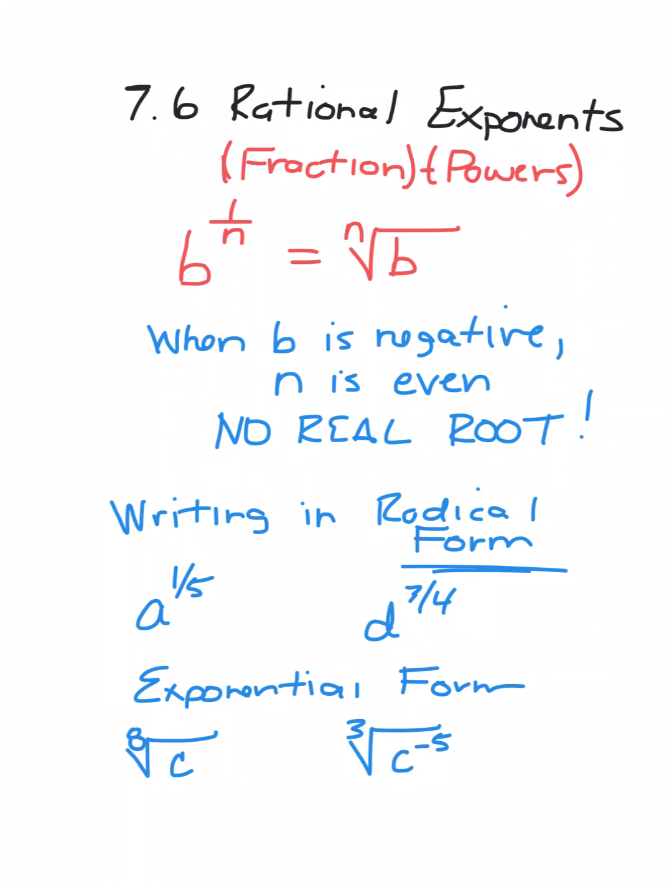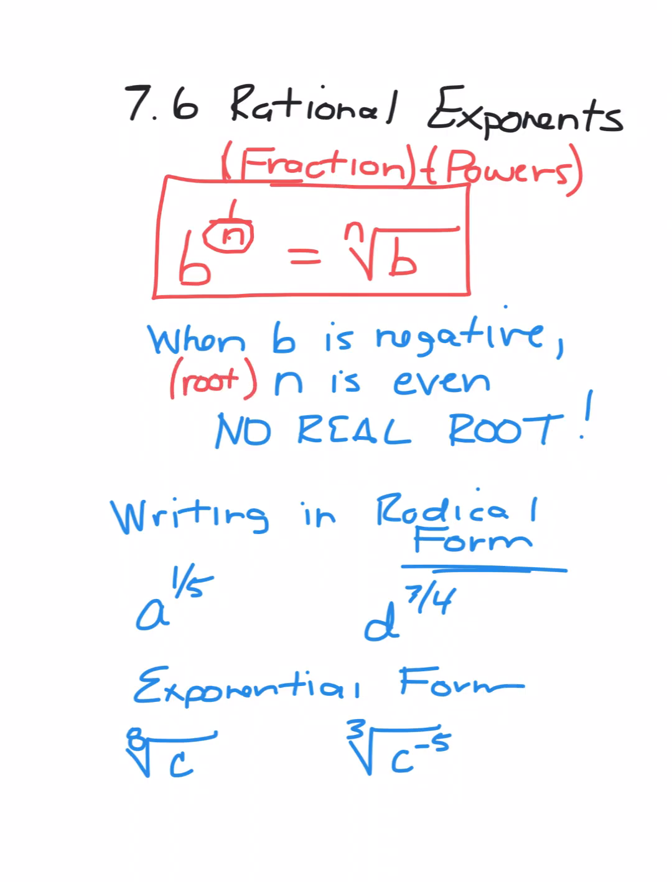Our main definition is going to be that b to the 1 over n power is the same as the nth root of b. So this bottom number, which we talked about earlier, is the root of that. It's important to realize that when the b is negative and the n is even, when the root is even, there's no real root because you cannot take the even root of a negative number.